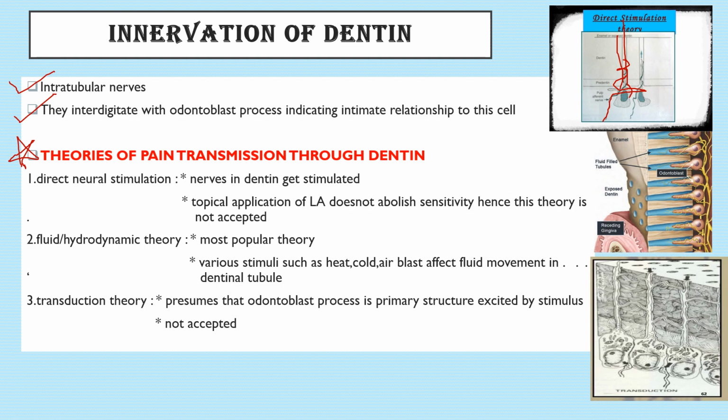The first theory is direct neural stimulation. According to this theory, nerves in dentin get stimulated whenever any external stimuli occurs, either caries, or any hard thing you bite, or any cold or hot thing you take. That stimulates the nerves according to this theory. The topical application of LA does not abolish sensitivity, hence this theory is not accepted.